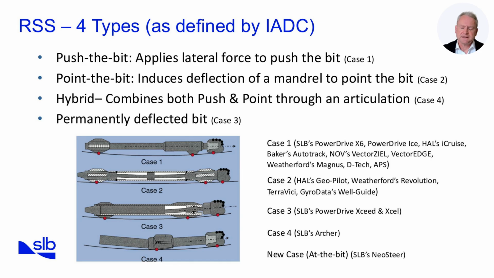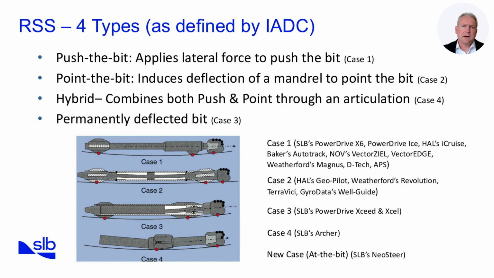Because the tools point the bit, they can deliver much higher doglegs compared to push the bit. They also drill a smoother borehole because the bit tilt can be varied. This is an excellent horizontal and geosteering tool. Case 3. Permanently deflected bit. In this case, the internal shaft that connects to the bit is offset inside the RSS. As the RSS rotates, the internal shaft is oriented with an internal motor to maintain the tilt in the determined direction. As the tilt is fixed, the doglegs are managed by varying the amount of time in steering mode versus neutral. The key technology is SLB's PowerDrive Xceed.